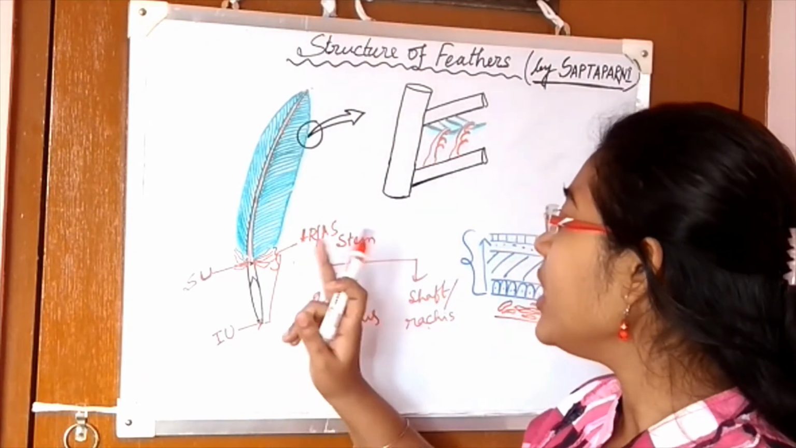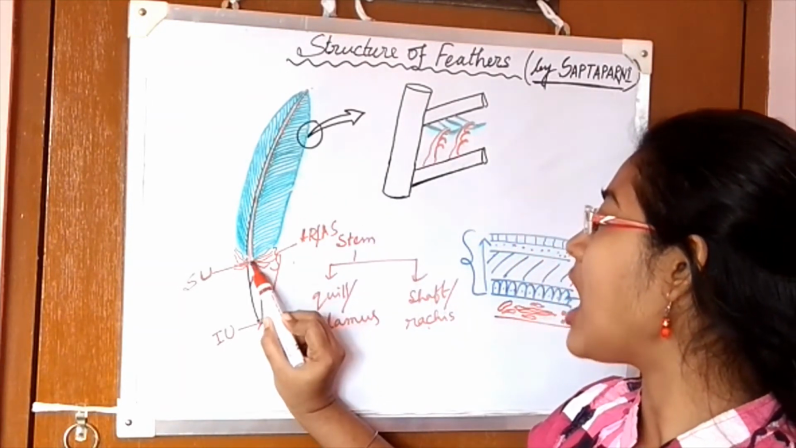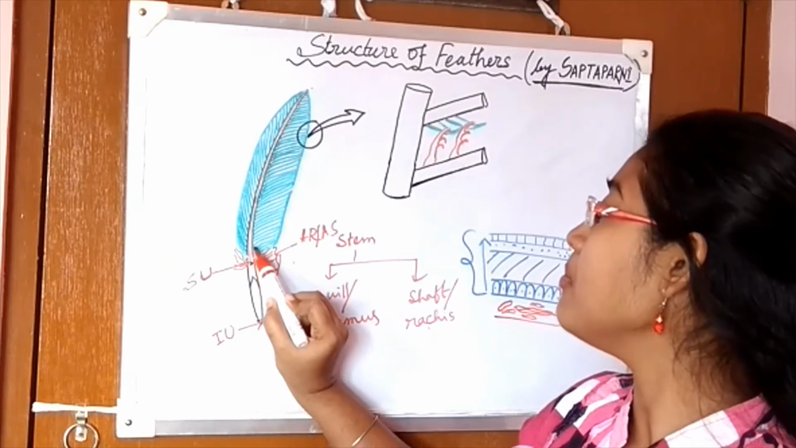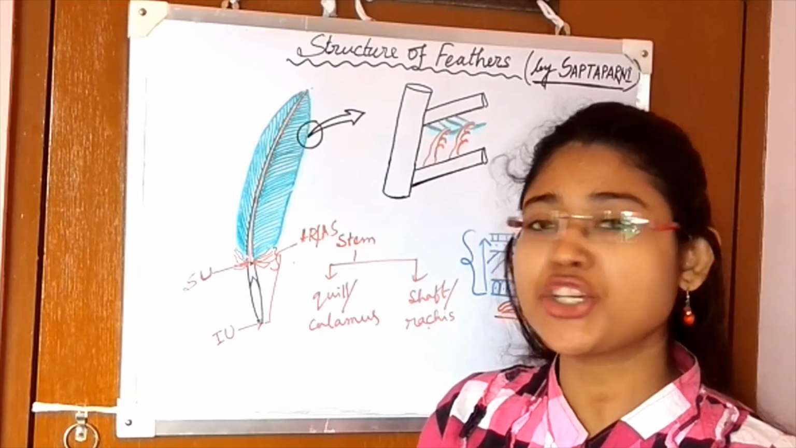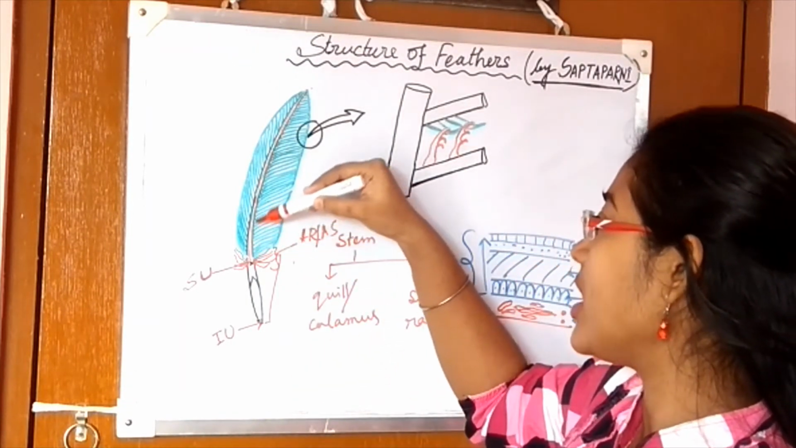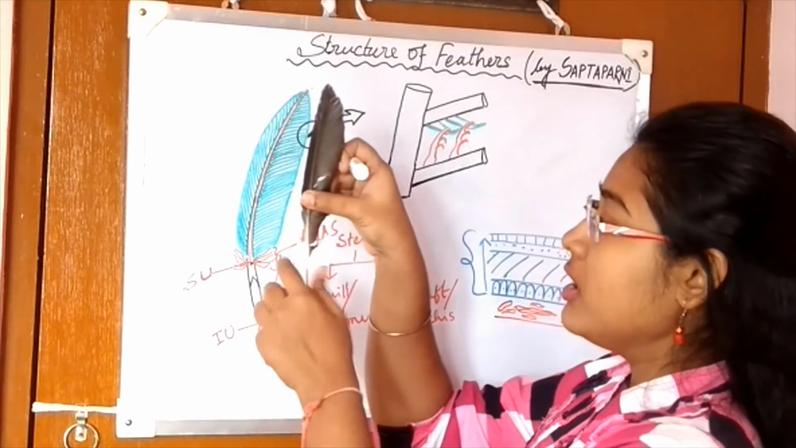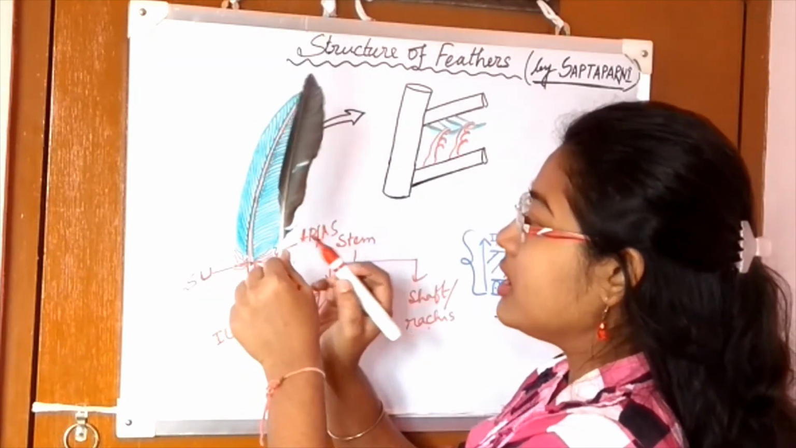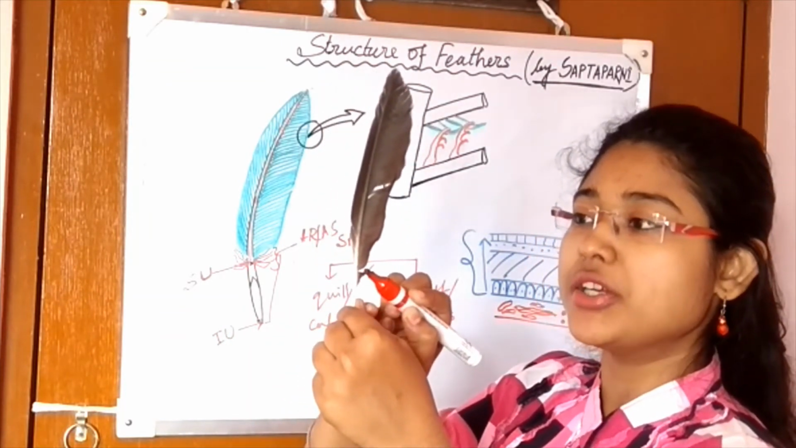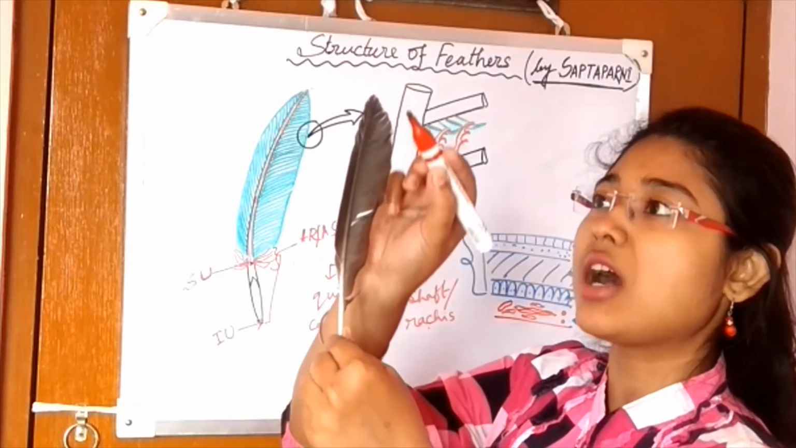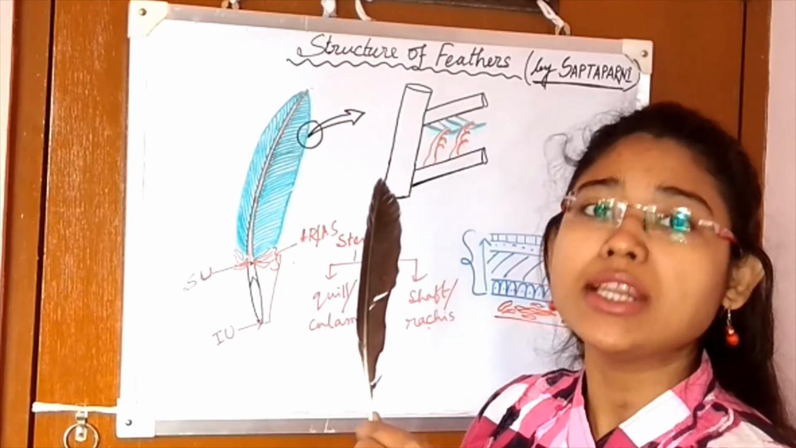Now, you will find another structure here in the stem: from the superior umbilicus, you will find an umbilical groove running along the ventral side of the shaft. This red line is depicting the umbilical groove. So, if this is the superior umbilicus, from here at the ventral side, a groove runs up to the tip of the shaft. That groove is known as the umbilical groove.